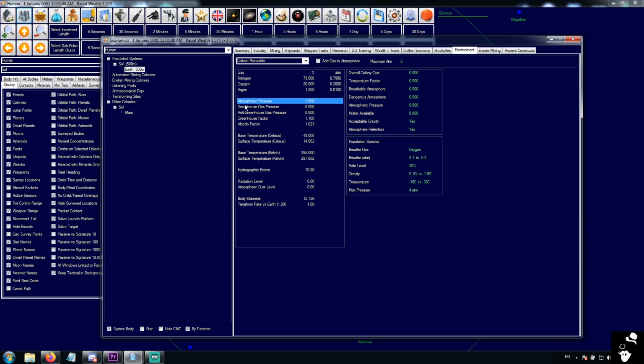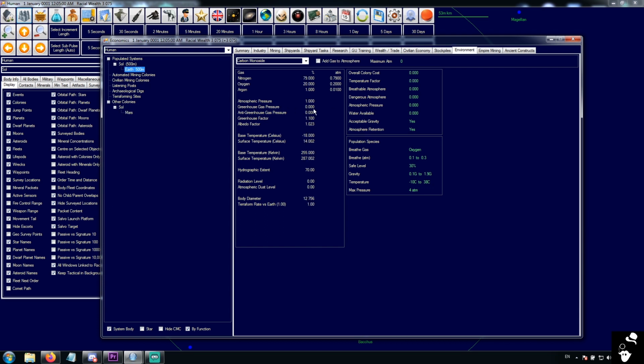So down here, we have the atmospheric pressure totals and greenhouse factors. So atmospheric pressure is 1. That's the total pressure of the planet body. You can see that on Mars, it's 0.01. So it's 1% atmospheric pressure in total.